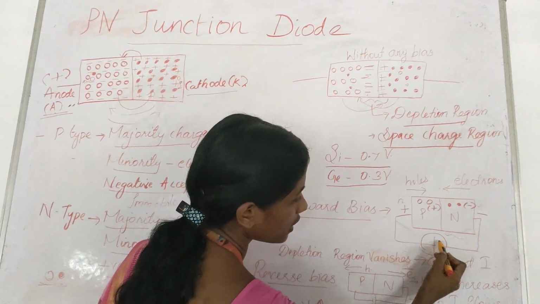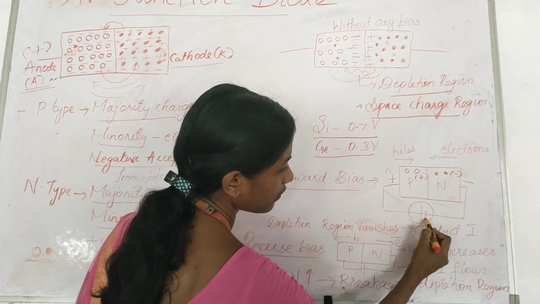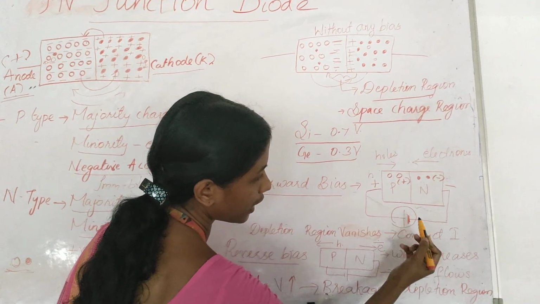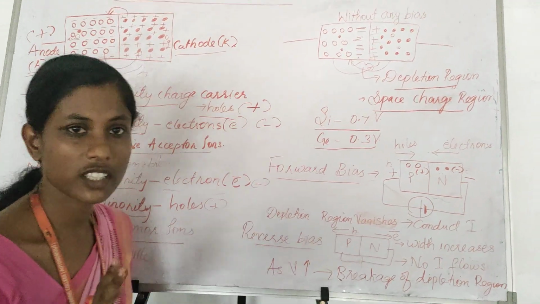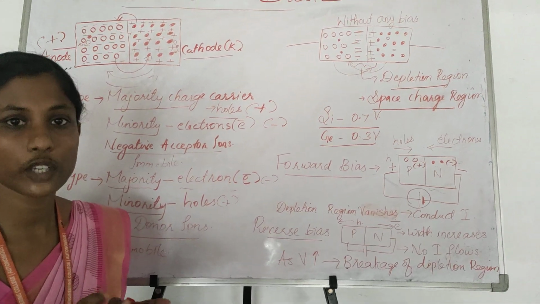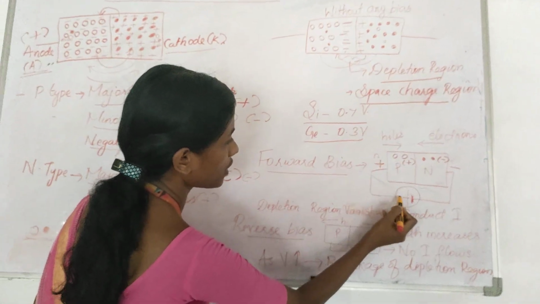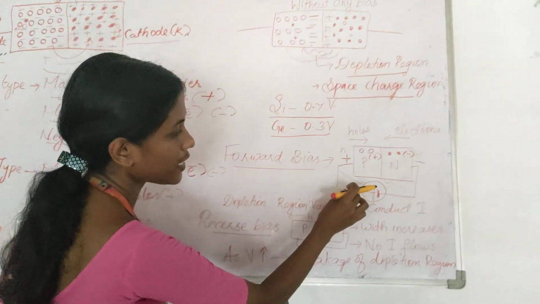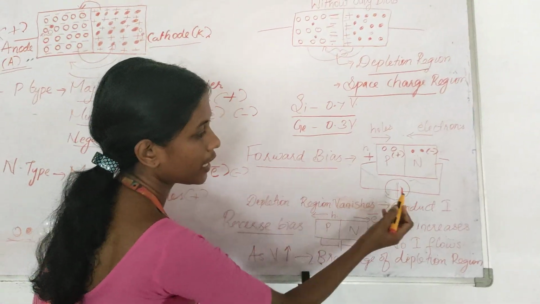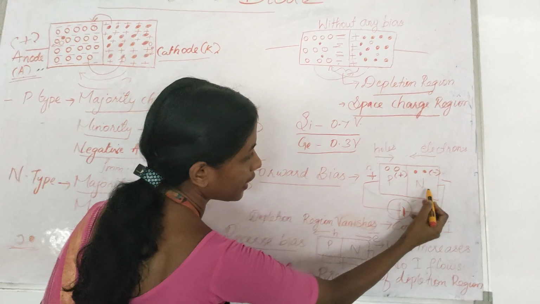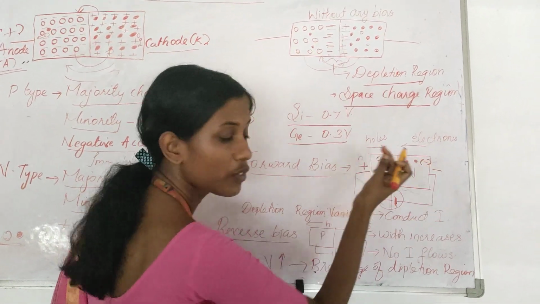So consider the power supply. Here, what polarity do we have? We have negative polarity. Two like charges coming together means there is a possibility of repulsion. So here, two like charges, positive holes as well as the positive terminal, there is a possibility of repulsion. Here also, negative polarity and negative charges, there is a possibility of repulsion.